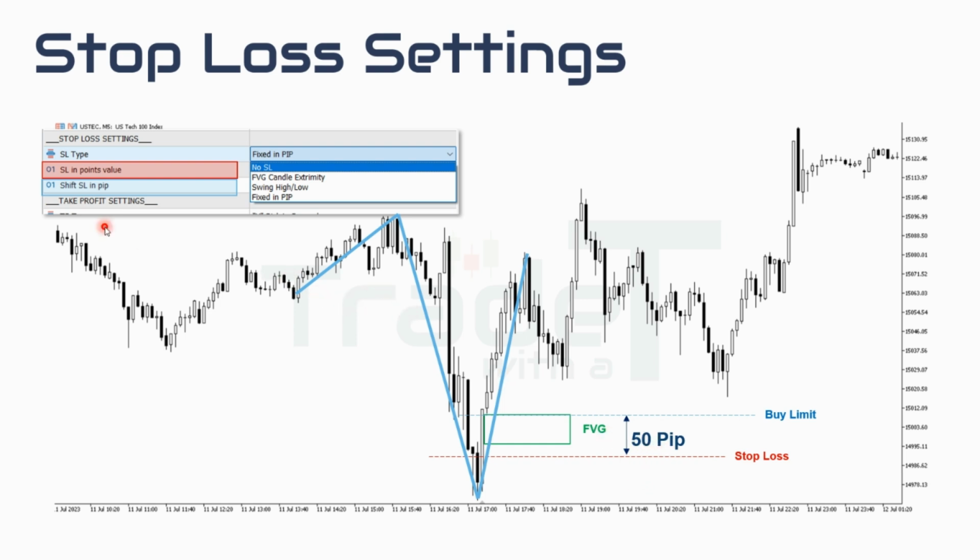Also, you need to consider that we have a shift stop loss in pips. This part is really for when you're considering the swing low or swing high, and you just need to push it a couple of pips below or above.